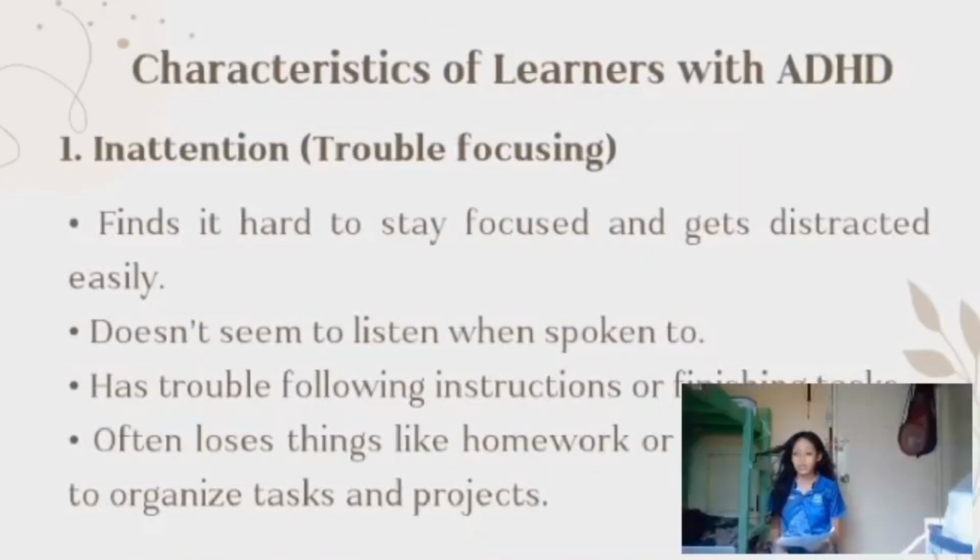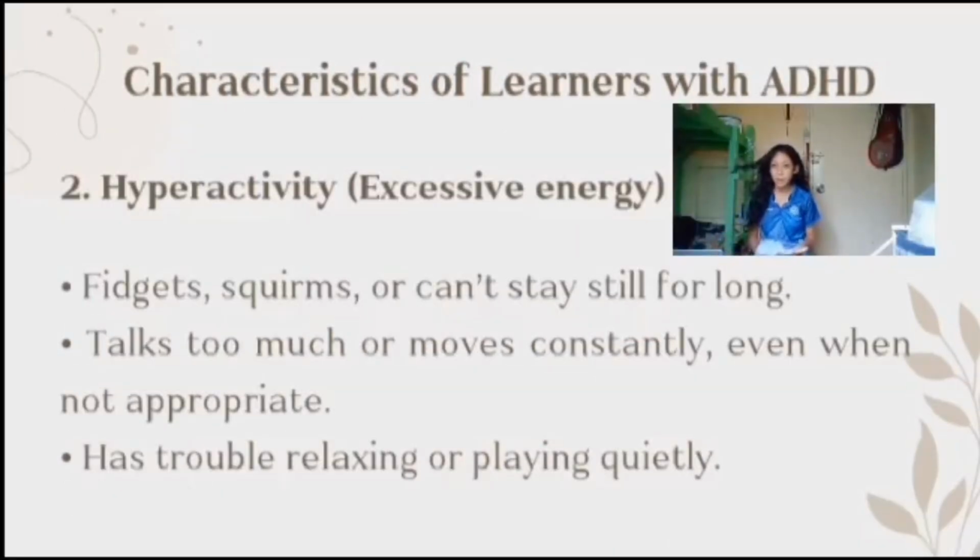These behaviors can make it harder for them to perform well in school, complete tasks, or interact smoothly with others. So next is the characteristics of learners with ADHD. First we have inattention or trouble focusing. In this part, a child doesn't seem to listen when spoken to. A child also finds it hard to stay focused and gets distracted easily. Next is hyperactivity or excessive energy. A child talks too much or moves constantly even when not appropriate.